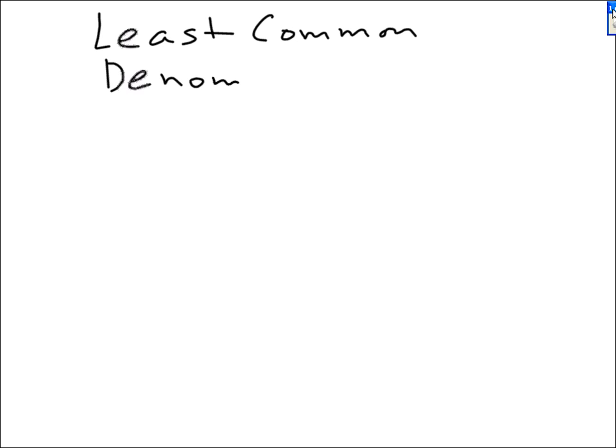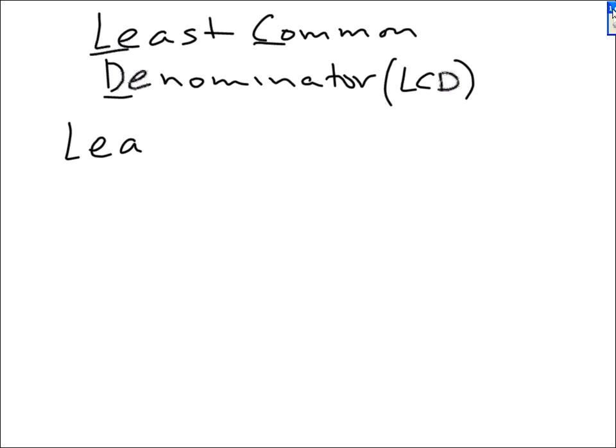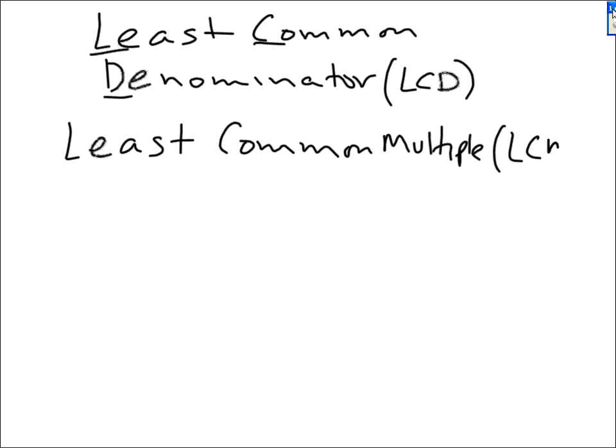Section 24 is entitled The Least Common Denominator, also known as the LCD. In my opinion, there's no difference between finding the LCD and finding the least common multiple, which is abbreviated LCM.